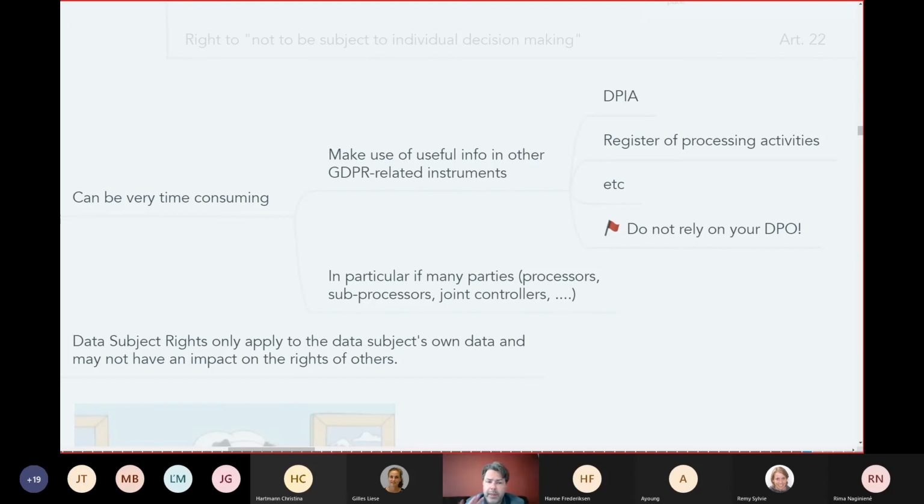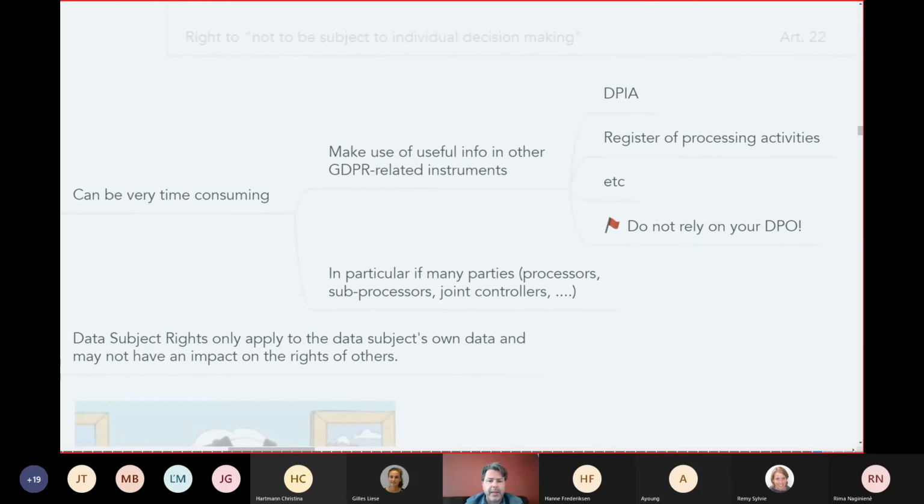Also, please do realize, if exercising a data subject right by someone would infringe the data subject rights of somebody else, then you should not exercise those. For instance, it could be the case if somebody asks for their right of data portability, but in the information given by that person, there would be personal information about other people. So if that is the case, then you should be careful and not do that blindly.